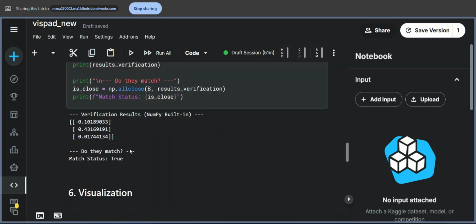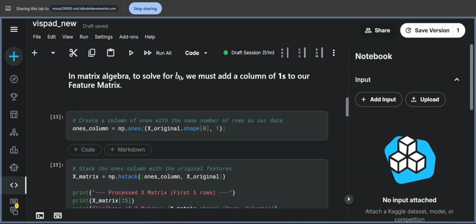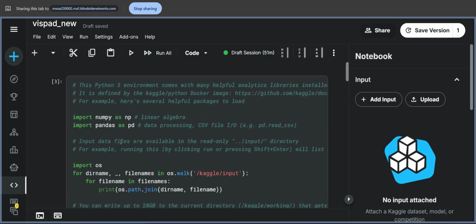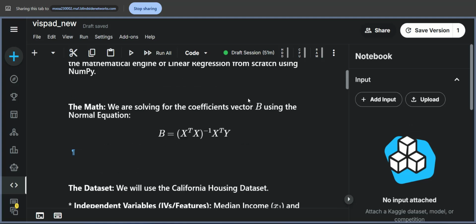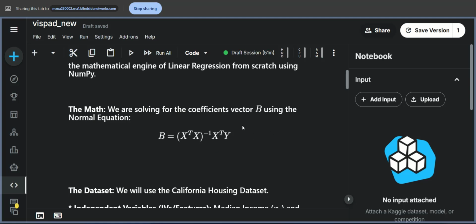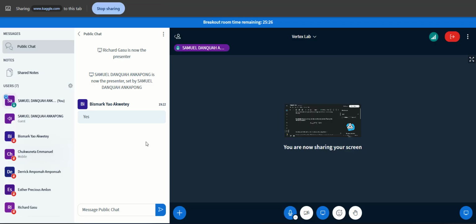So in all, we have been able to implement our linear regression from scratch using the normal equation here. So that is all for today's lab.